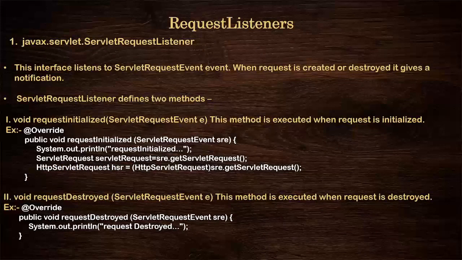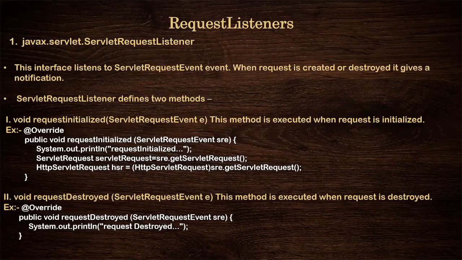Request listener. Number 1, javax servlet request listener. This interface listens to servlet request events. When a request is created or destroyed, it gives notification. Servlet request listener defines two methods. Void request initialized: this method executes when the request is initialized. Second one is void request destroyed: this method is executed when the request is destroyed. This is an example of these methods.